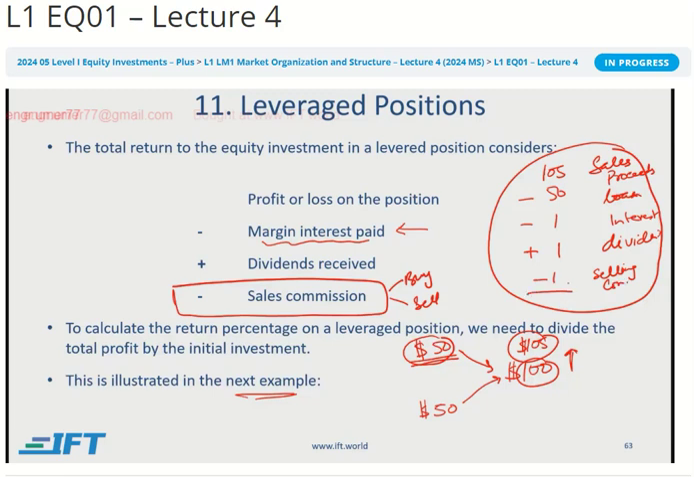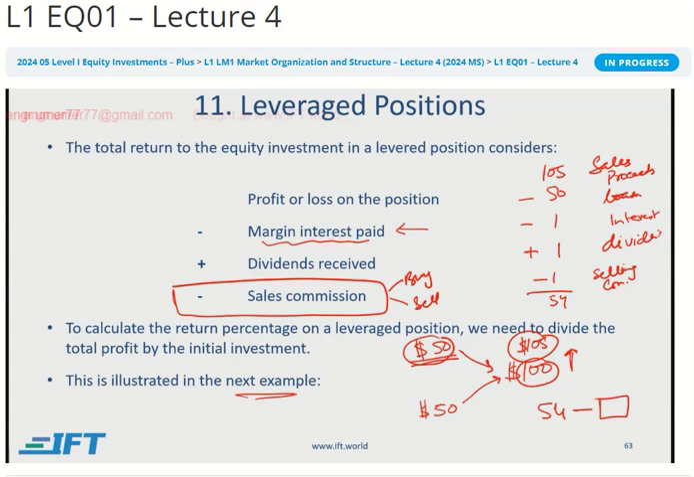So how much is that now? Let's calculate. 105 is what you get when you sell this stock. Then you minus 50, which is your loan. You minus 1, which is your interest. You add 1 as the dividend income. You minus 1 for the selling commission. And let's say you're left with 54, right? Now, what is the return you've made? 54 is the ending value.